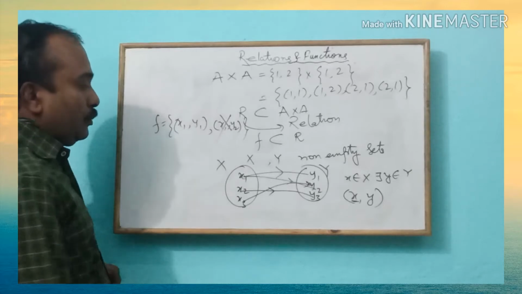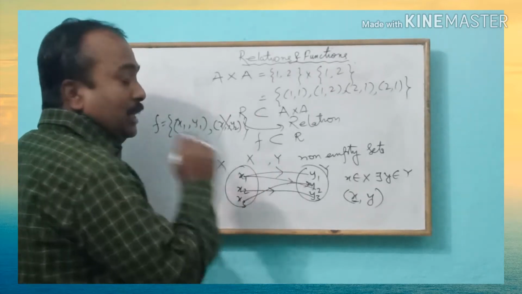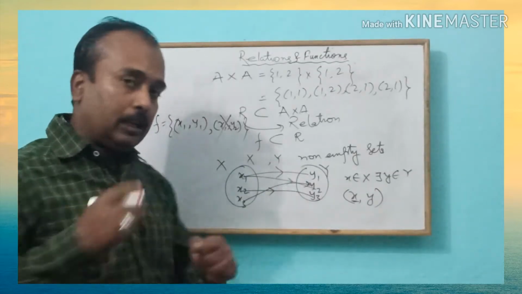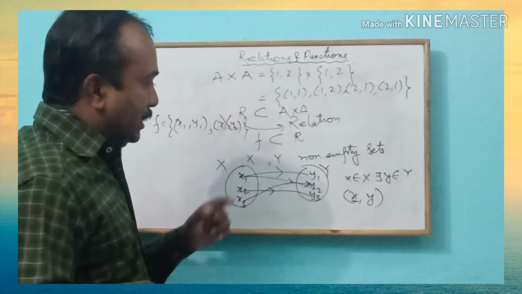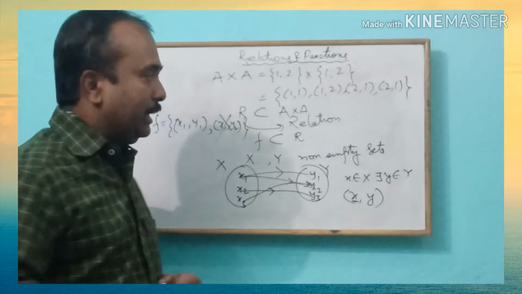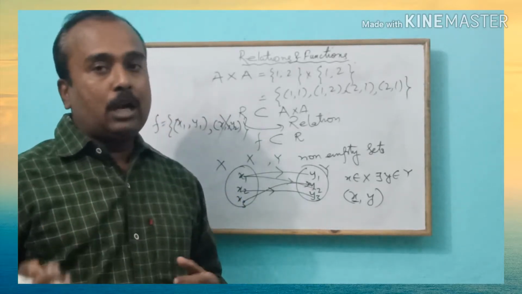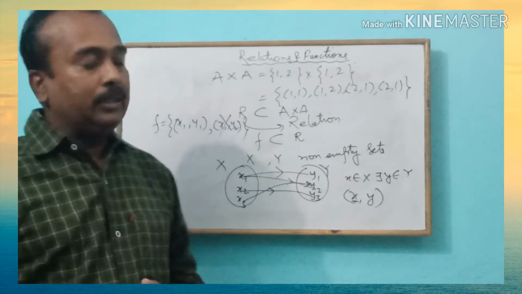Now, what is domain, what is codomain, and what is range? This is very confusing for some of the students. Please understand the concept, I think it will be very clear to you. Then I shall give you some examples also, on how to find out the domain and range of a given function.